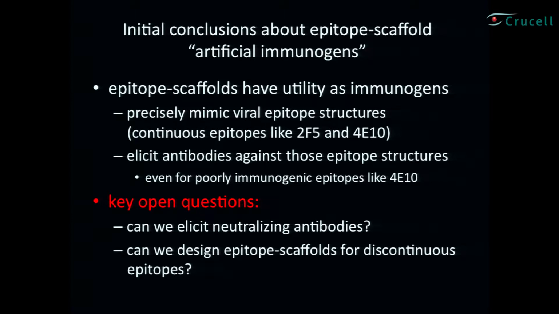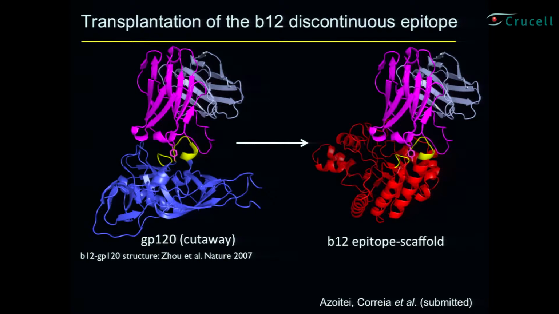But another general question about these sort of artificial immunogens is, from the perspective of vaccine design, most epitopes are complex. They're not linear epitopes like 2F5 and 4E10. And it would be much more useful to be able to study the rules of immunogenicity if you could design scaffolds for discontinuous epitopes. And so we set out to try to transplant.